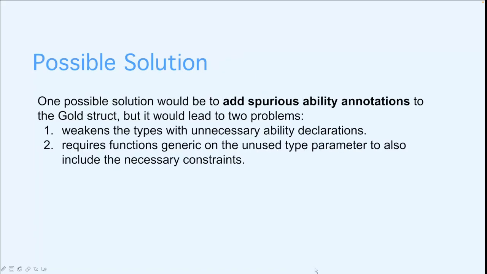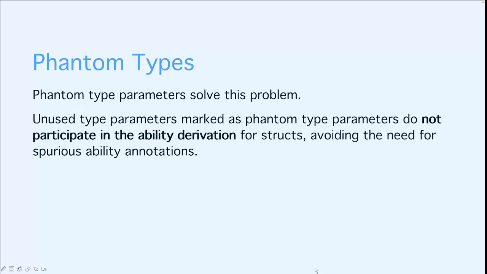And one possible solution would be to add spurious ability annotations to the Go structure, but it will also lead to two problems. The first is that it will weaken the types with unnecessary ability declarations. It will also require function generics on the unused type parameter to also include the necessary constraints. And that's why we have phantom types. So phantom type parameters solve this problem. Unused type parameters marked as phantom type parameters do not participate in ability derivation for structures, avoiding the need for spurious ability annotations.